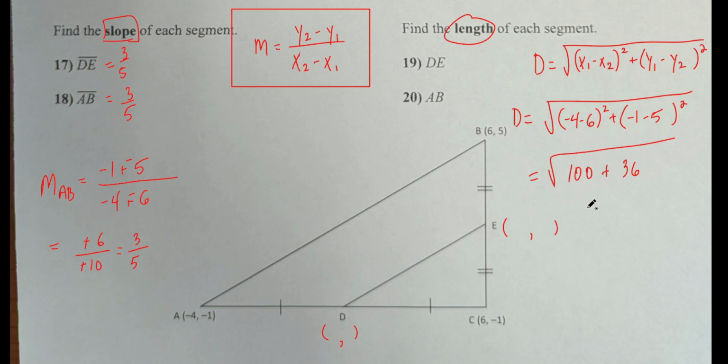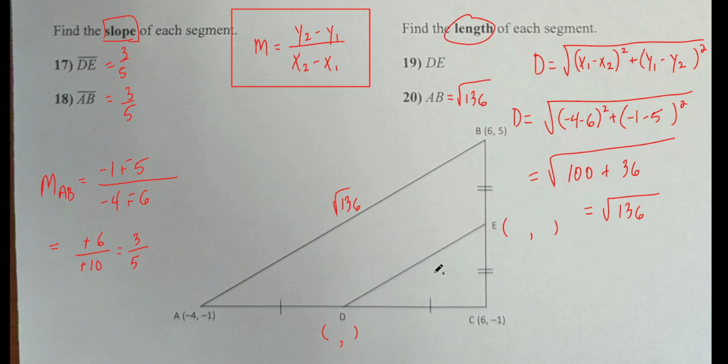So what is that? The square root of 136. That does simplify, but I'm not going to make you simplify that square root. Just keep it as the square root of 136. Everybody okay with that? This is the square root of 136. That's what AB is, right?